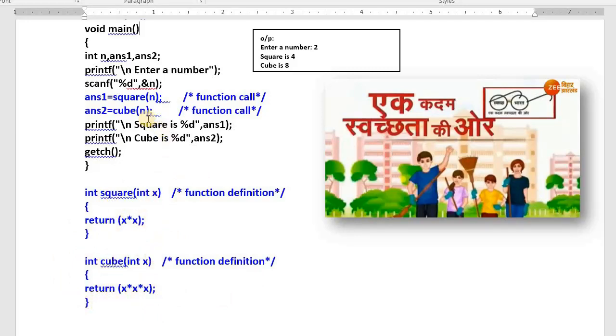Here I am calling square: come here, take the value, give me the square. This n will be transmitted to x, it multiplies twice and gives the value back. I am calling cube: come here, this n is transmitted to x, multiplied with the same value 3 times, and it gives that value back. We are printing answer 1 is so and so, answer 2 is so and so. That's all, very simple. These are called function calls.